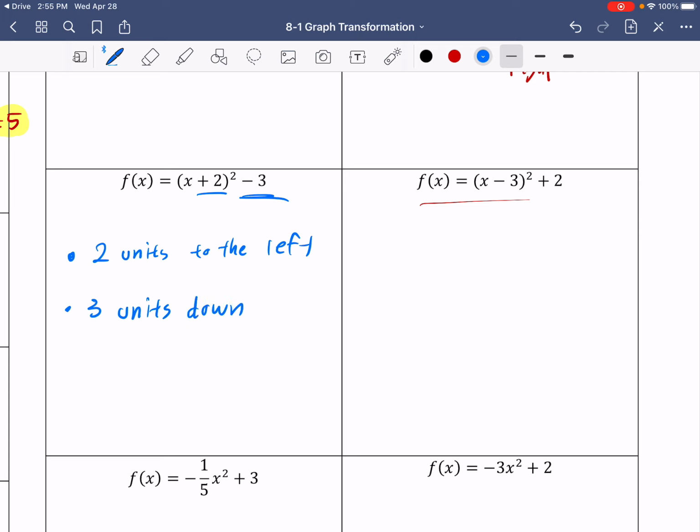Always remember, if it's inside the parentheses, right next to the x value, that one is opposite. Since it's +2, it's moving to the left. If it is -2, then it's going to move to the right. Only for x. The other one will just affect up and down. If it is plus, going up. If it is minus, going down. Very simple. The only thing that's weird is the number inside with the x. So this one will move 3 units to the right and 2 units up.